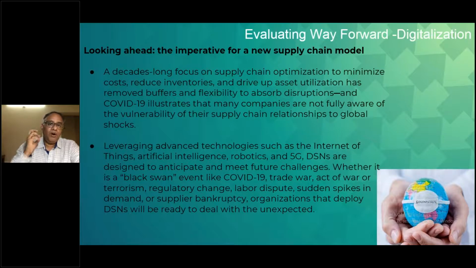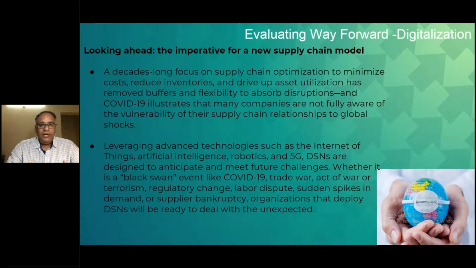So that is where the whole thought process has gone up, to relook at the cost factor, relook at the inventory level, and the whole asset utilization. You need to leverage, and people are leveraging, advanced technology such as IoT, 5G networks, and digital supply networks to anticipate any future challenges. We don't know how the future will look, but at least with the learning curve we had with COVID, that is how we in the supply chain team are talking about the technological things.